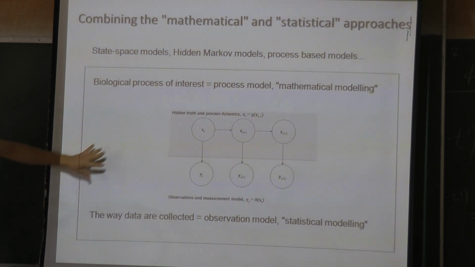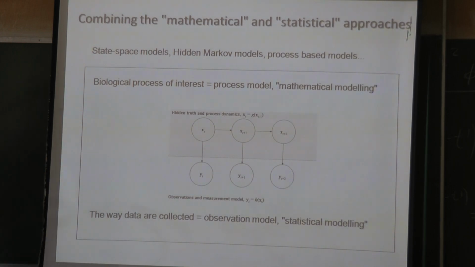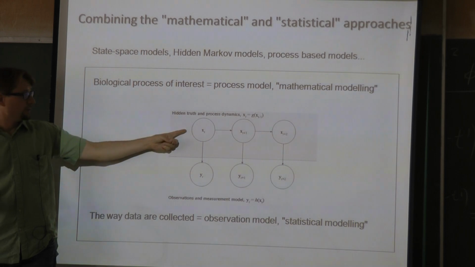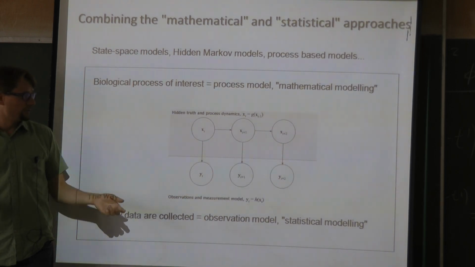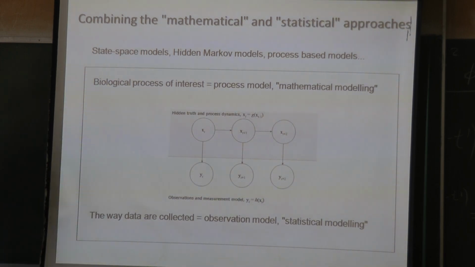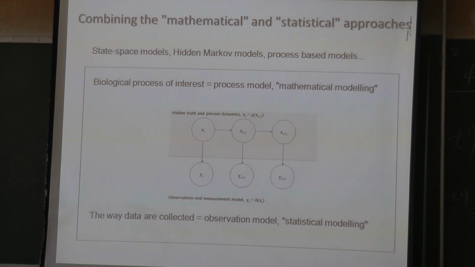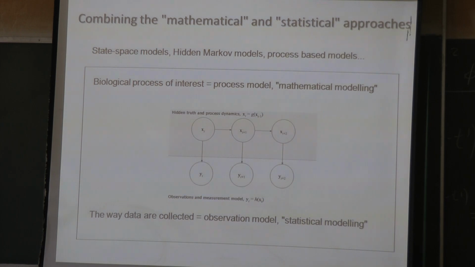So this is one way to visualize them. In the upper part, we have the biological process of interest, which we call the process model. In this case, it could be the movement model. So X here is the hidden truth, and then the process dynamics are denoted by these arrows. In the case of animal movement, X of t would be the location of the animal at time t. We don't necessarily know it, we don't necessarily have data on it, but it exists. I mean, the animal was exactly in some location at time t. So that's why it's called the hidden truth.